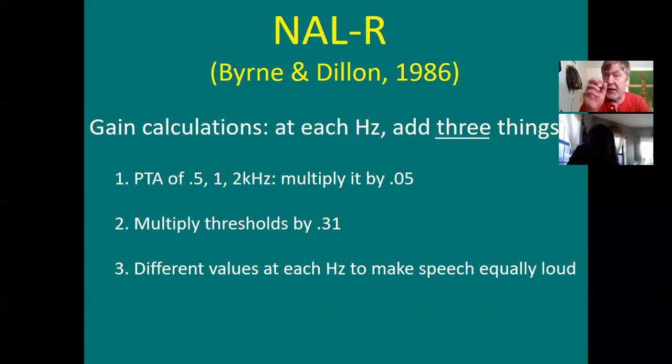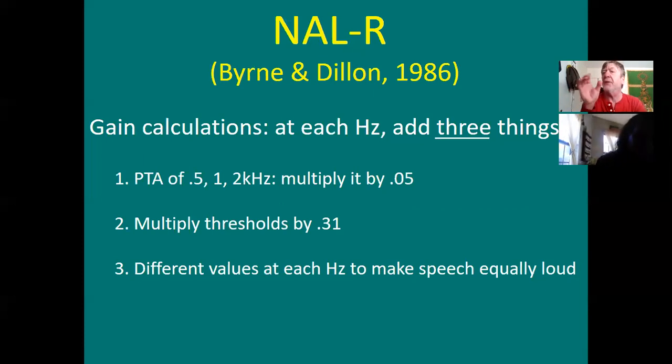Now R, the revised one, stood for years, and it became the most popular girl on the block. Everybody had a crush on NAL-R. It was used all over the United States, all over Canada, all over Europe. NAL-R ruled. And what it did was it used three things. This is how you calculate the targets of NAL-R. This is how they prescribe gain and output.